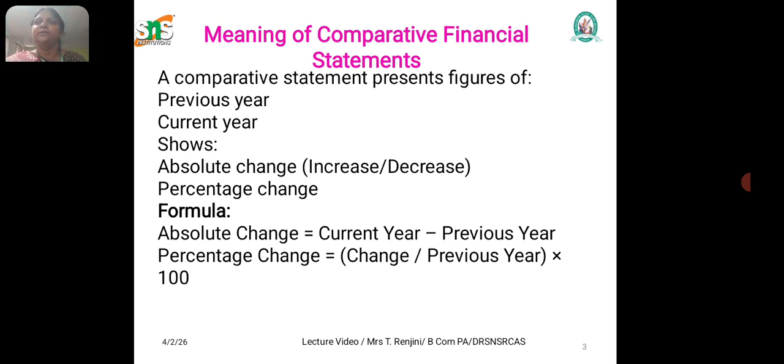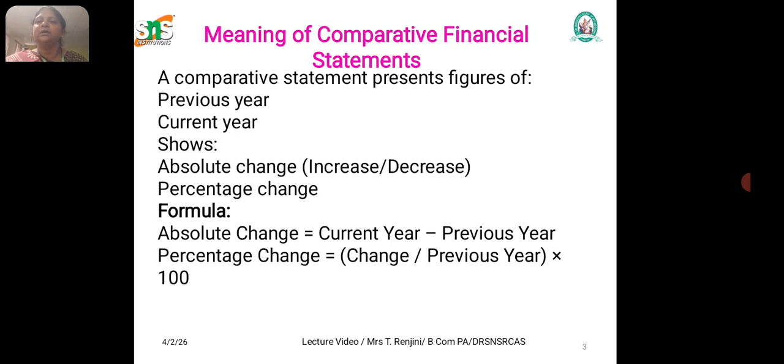The analytical foundation: comparative statements are based on two major analytical dimensions, that means the current year and the previous year. To calculate, show the absolute change, whether an increase or a decrease, and calculate the percentage change.